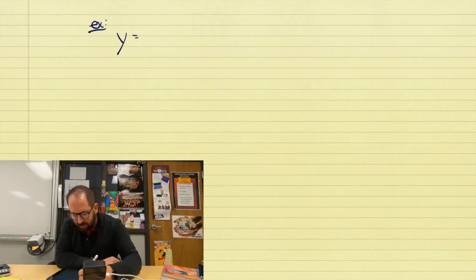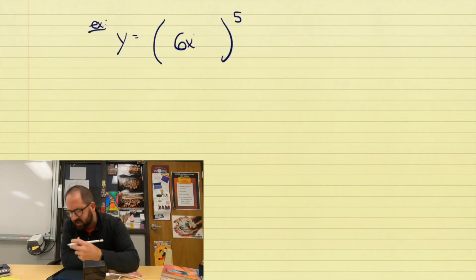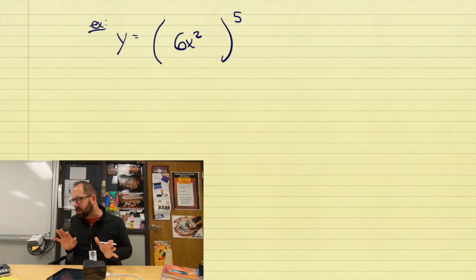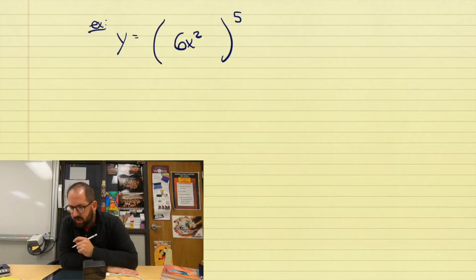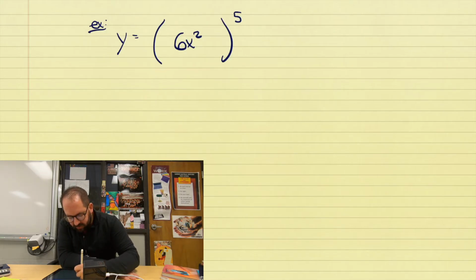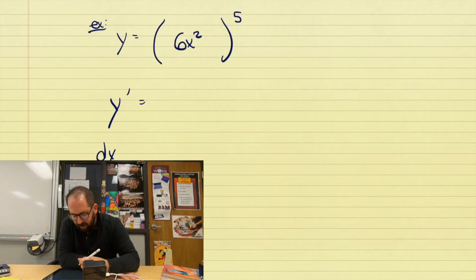Let's go through another example here so you guys can understand what you're doing on the Google question today. All right, so let's say my function is, in parentheses, 6x squared, to the power of 5. We'll back up and do something a little bit easier. So this is a chain rule. We want to find that first derivative, so y prime, or if you want to write it as dy/dx, that's the same thing. It's the derivative. Or f prime of x, I don't care.